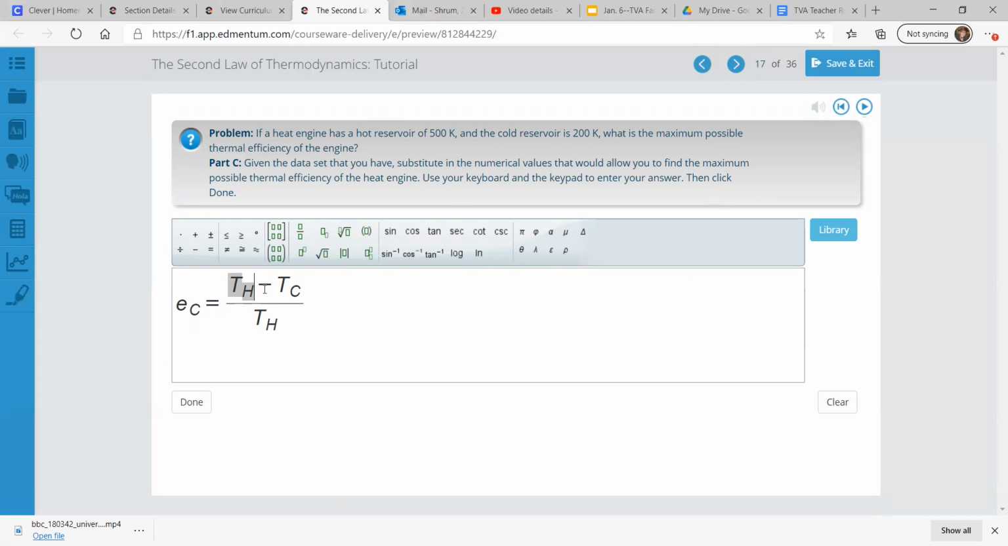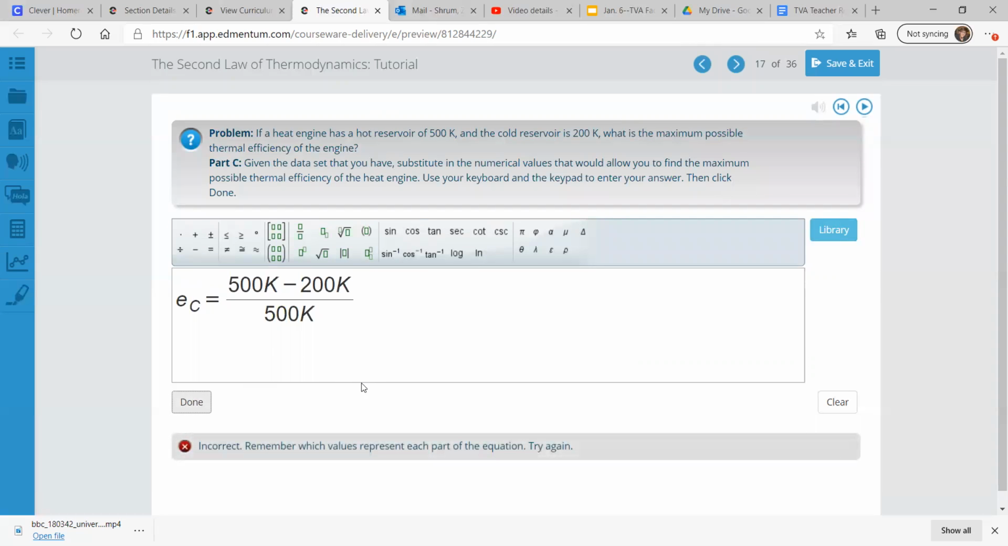Then you just plug in the answer. So which is the TH? Well, the hot reservoir says 500. Then we have 200 for the cold reservoir, and then TH is still 500. Let me check this. Okay, so don't put K's in there, just put the numbers. Sorry about that. But that comes out to 60%.